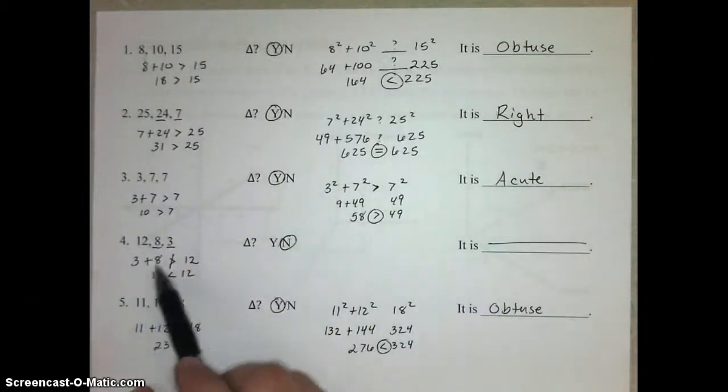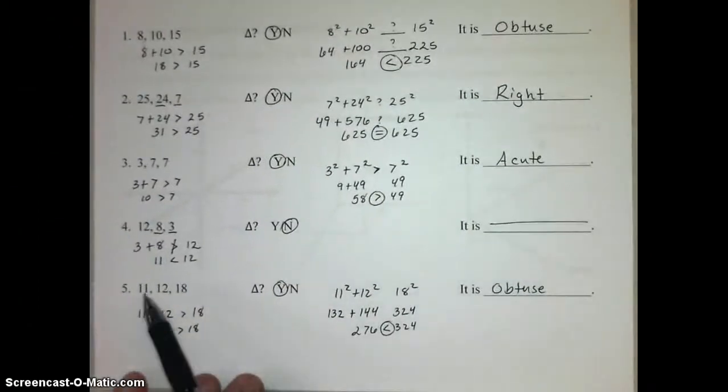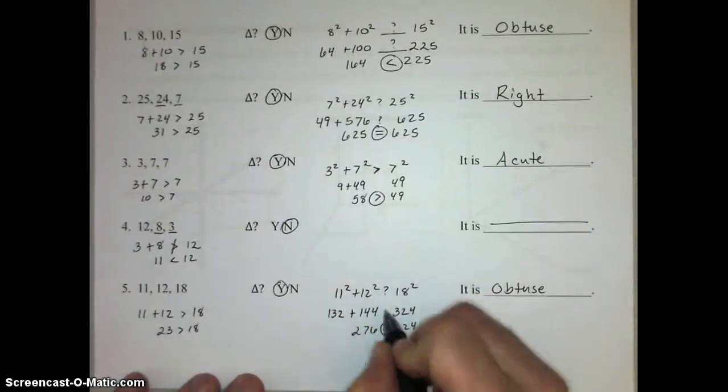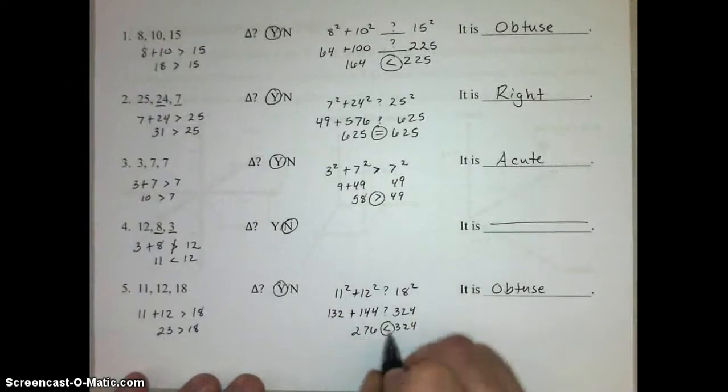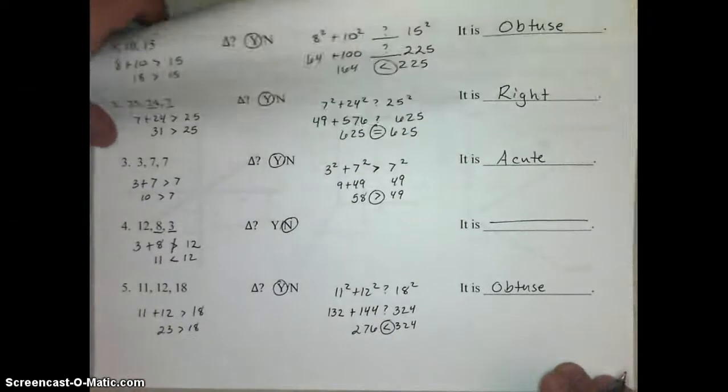8 and 3 are the smaller two, so we add those and we get 11. 11 is not greater than 12, it's less than 12. So no, it's not a triangle. And then lastly, number 5, it is a triangle. 11 plus 12 is more than 18. And so when we add those together, we get 276 for a squared plus b squared. That is less than c squared, 324. So again, we have an obtuse triangle.